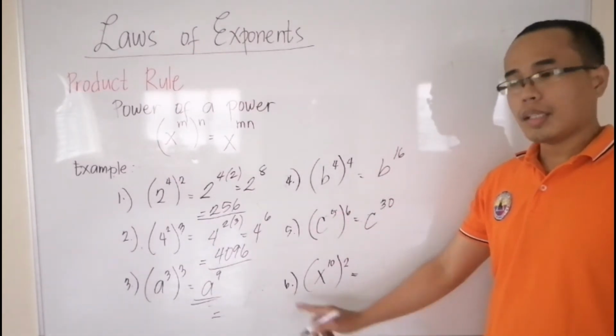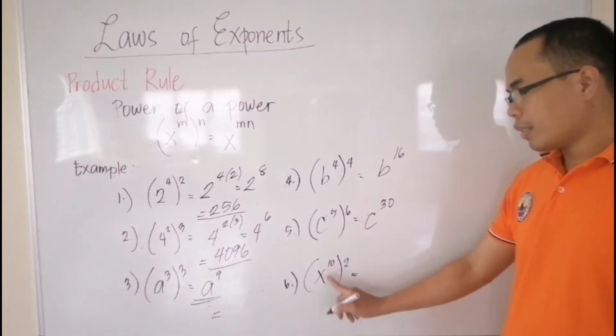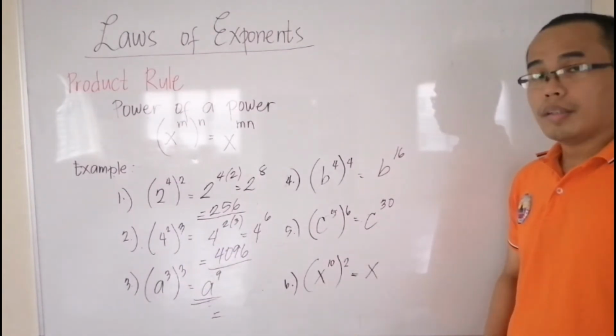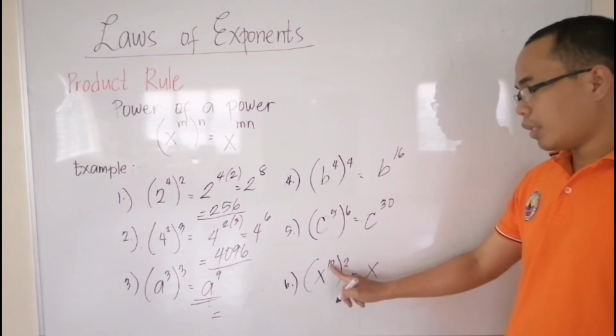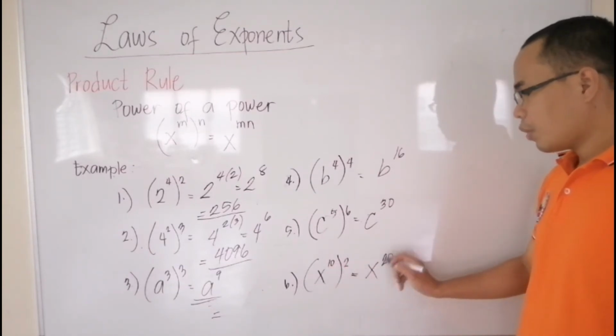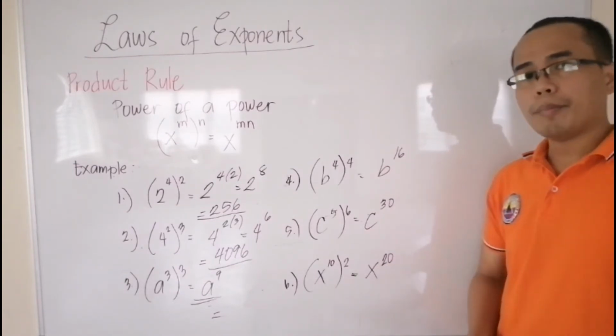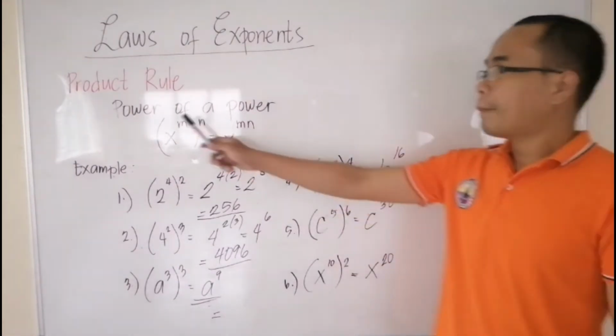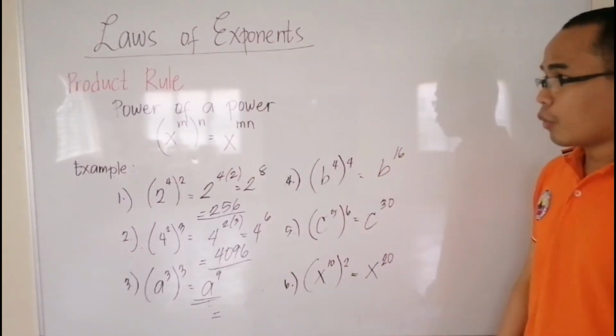How about number 6? X raised to 10. So copy natin yung X and multiply natin yung exponent dito sa 2. So 10 times 2 is equal to 20. Okay, so ganun lang po yung pag-solve natin ng power of a power.